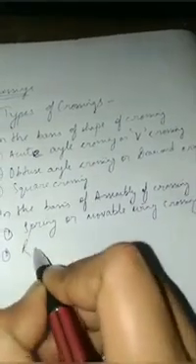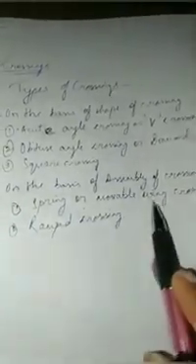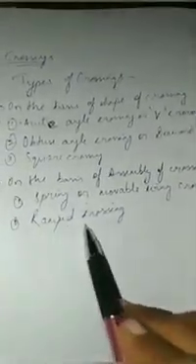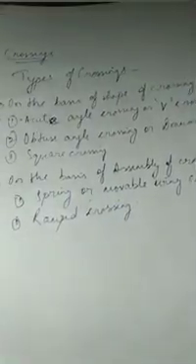Next is ramped crossing. So on the basis of shape of crossing, there are acute angle crossing or V crossing, then obtuse angle crossing or diamond crossing, and third one is square crossing. And on the basis of assembly, the way it is assembled, there are two types: spring or movable using crossing, and second one is ramped crossing.